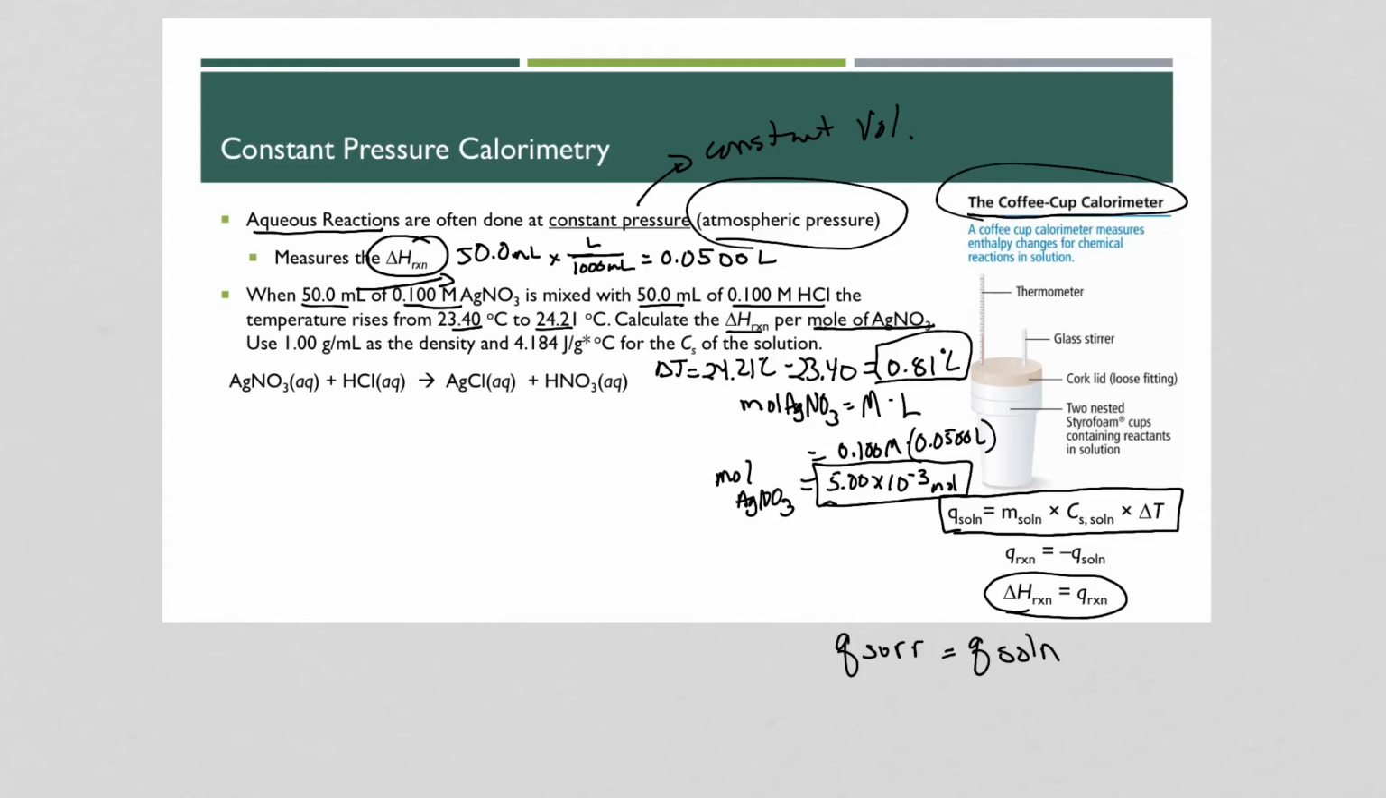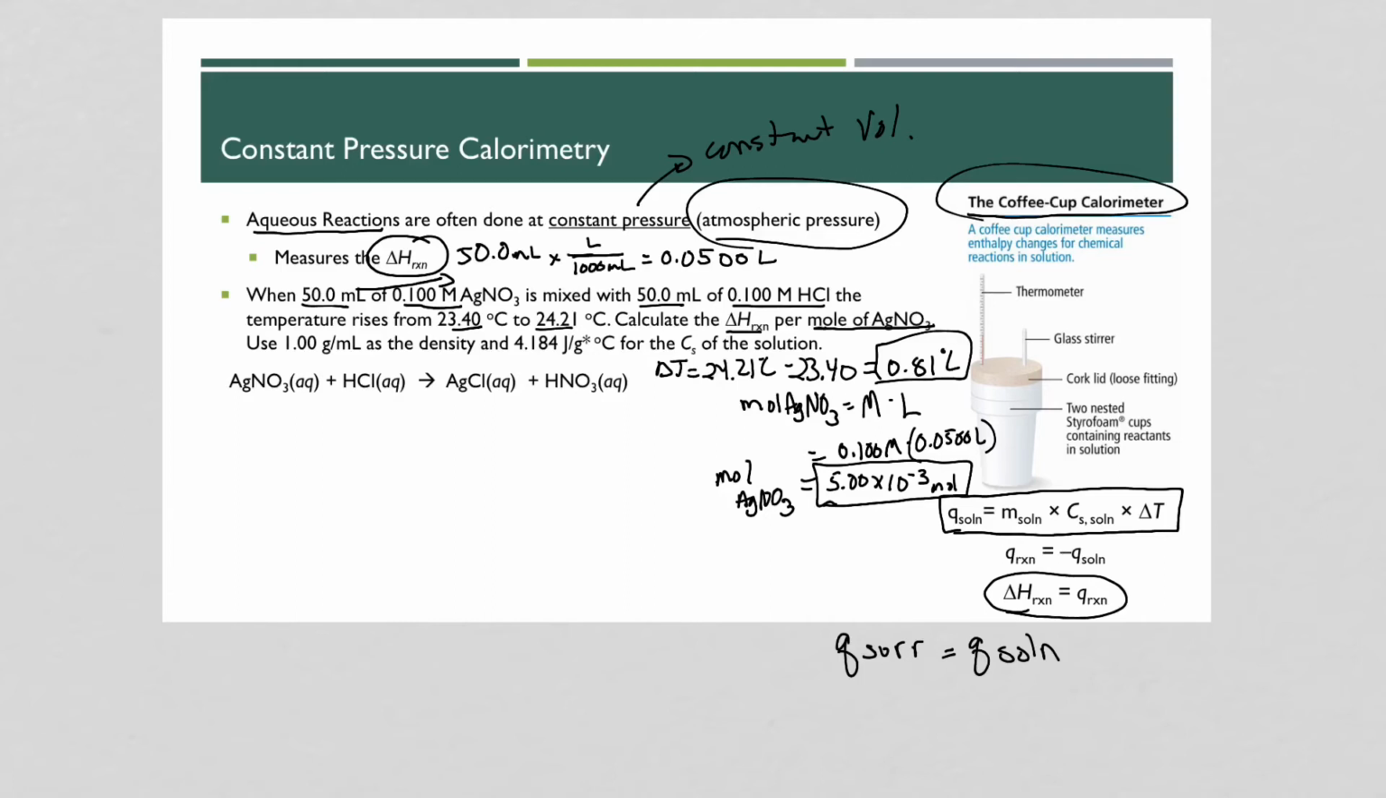Now, we kind of ignore the styrofoam cup because it doesn't have a lot of mass, and frankly, most of the heat stays confined to the water, right? One reason that water is good for this is it has a pretty high heat capacity, so the water is going to absorb most of that heat. So really, we can focus on the water as our surroundings. Therefore, we just call that the solution. So when you see Q of solution, the mass of solution, etc.